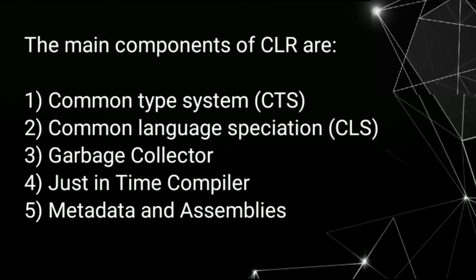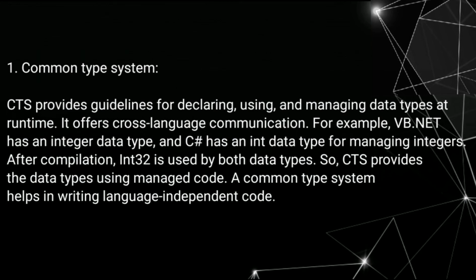Now, what are the main components of CLR? So the first one is CTS, that is Common Type System. Second, CLS, that is Common Language Specification. Third one is garbage collection. Fourth one is just-in-time compiler. And the last one is metadata and assemblies. Now coming to detail. So the first one is Common Type System.